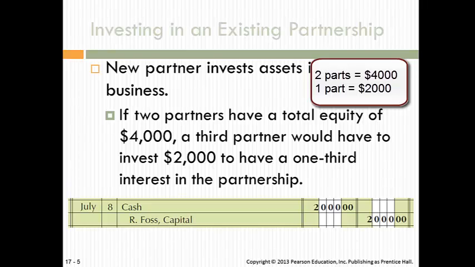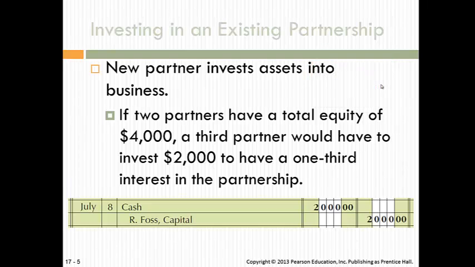If Roger joins, the partnership will then have three parts. If Roger wants a 1/3 interest, he wants one of those three parts. And how much did we determine was one part? It was $2,000. Now that we've determined the amount, we can journalize the transaction. So the partnership debits cash for $2,000 and credits Foss capital for $2,000.